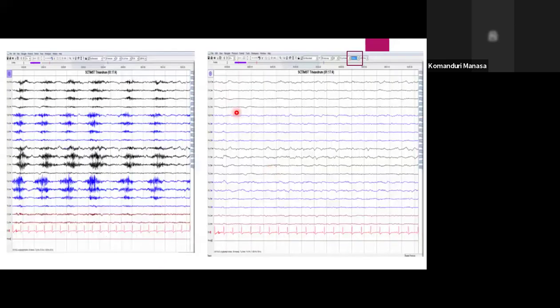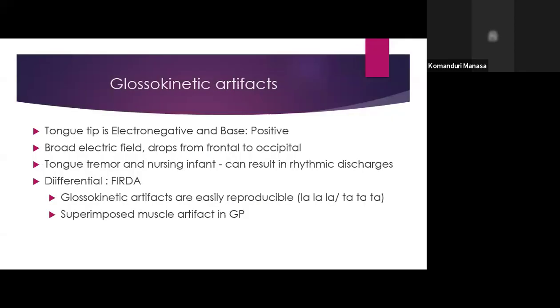So when we set the channel high frequency filter to 15 hertz, all the muscle artifacts get filtered out. So we will be seeing no muscle artifact here. So the high frequency filter can be used to filter it out.